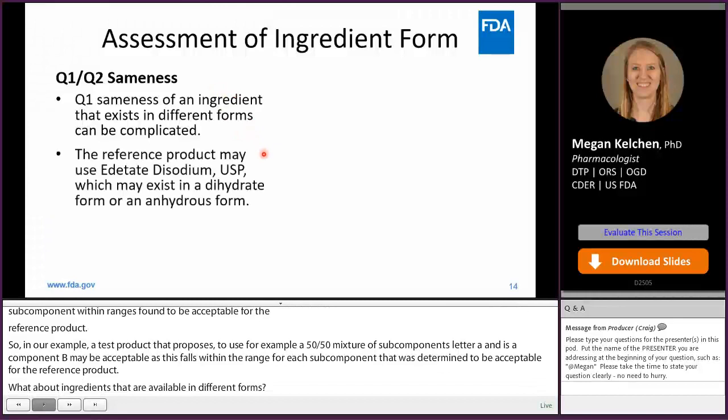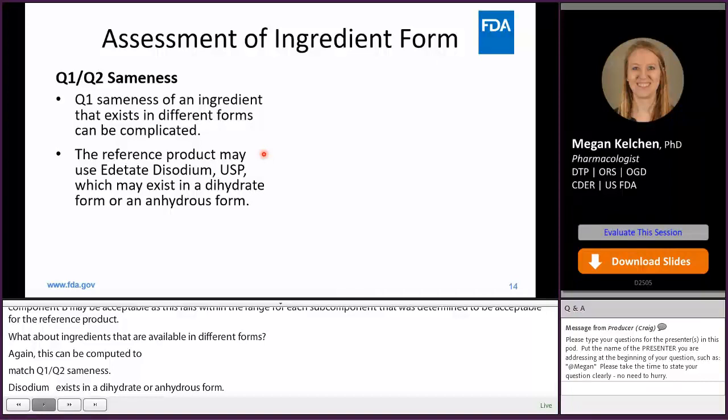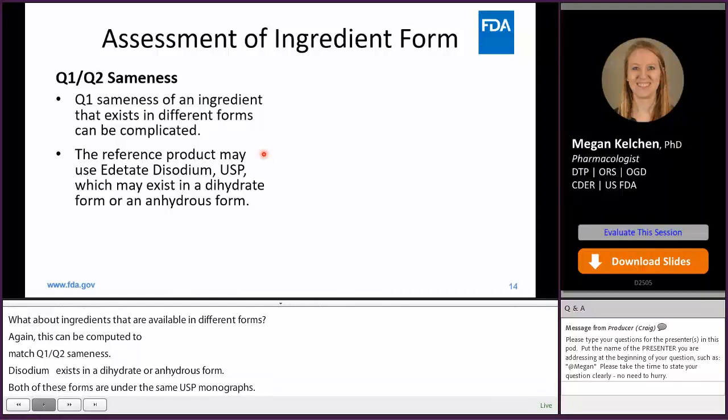As an example, acetate disodium exists in both a dihydrate form and an anhydrous form, and both of these forms are under the same USP monograph. So a test product may propose to use the dihydrate form of acetate disodium that complies with the compendial monograph, while the reference product uses the anhydrous form, which also complies with the same compendial monograph.